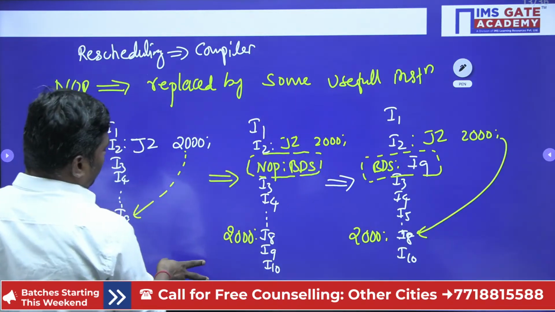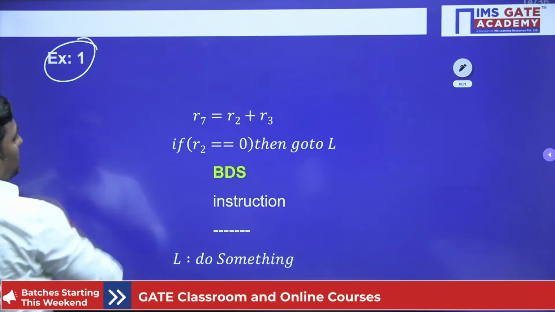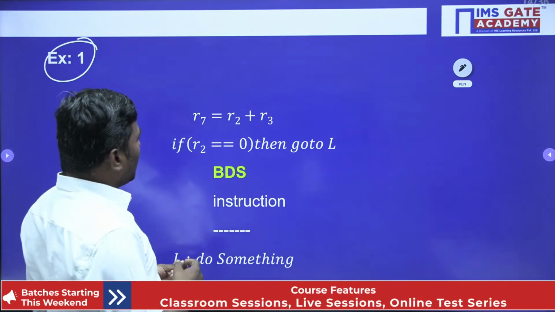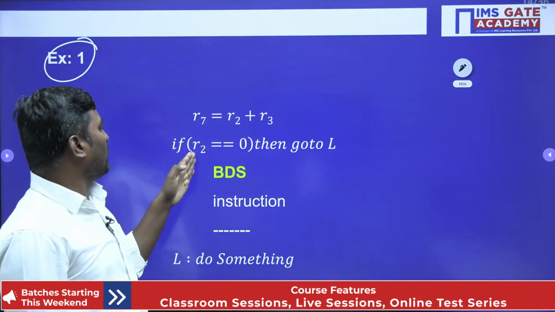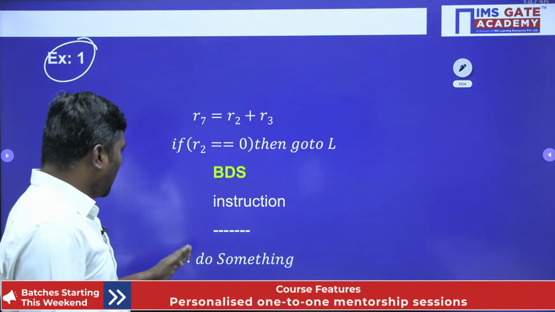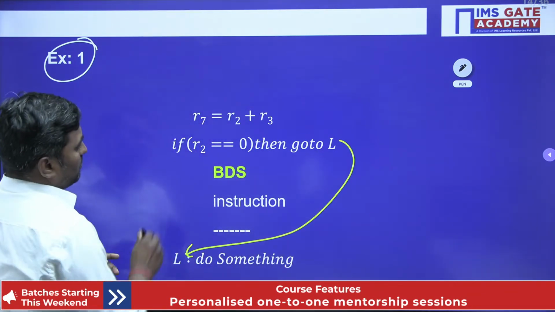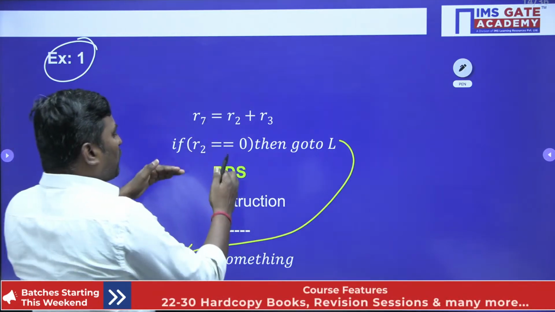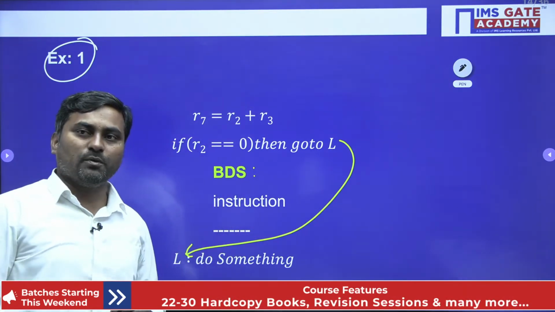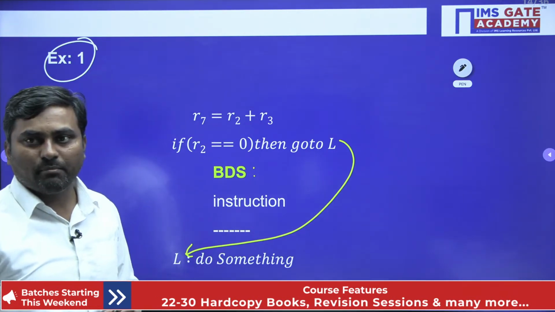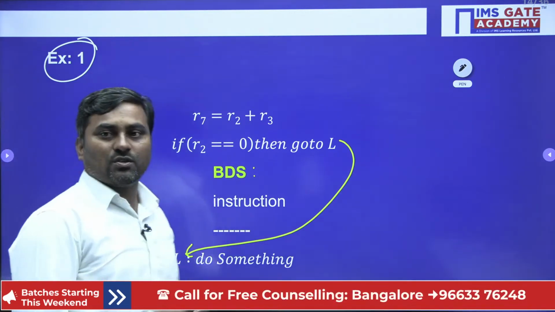Some examples I want to show you. Example 1. You see example 1. Now here, the branch delay slot. This is the program code. R7 equal to R2 plus R3. If R2 equal to 0, then go to the label here. This is the target instruction. You see, this is a target instruction. Branch to this target. Now the branch is followed by the branch delay slot. Which instruction can be moved here? Can you suggest to me? Which instruction can be moved here in the branch delay slot?